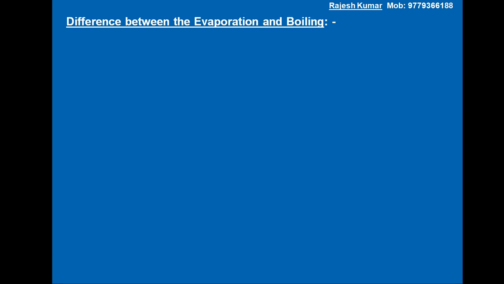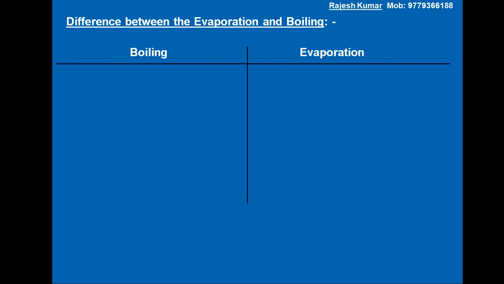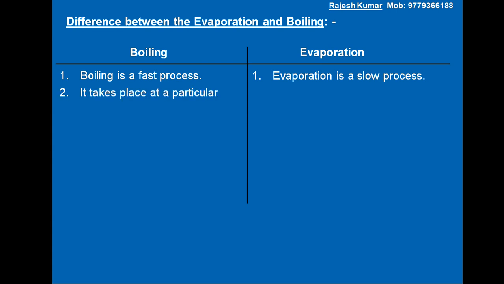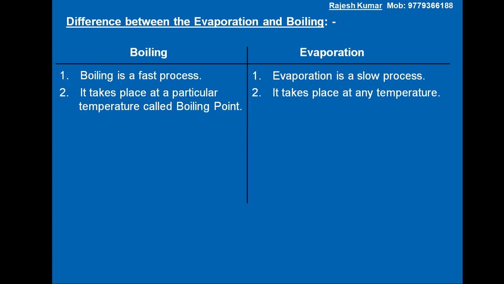Now, difference between evaporation and boiling. On the left side is boiling, on the right side is evaporation. First difference: boiling is a fast process, whereas evaporation is a slow process. Number two, boiling takes place at a particular temperature called the boiling point, and evaporation takes place at any temperature below the boiling point.